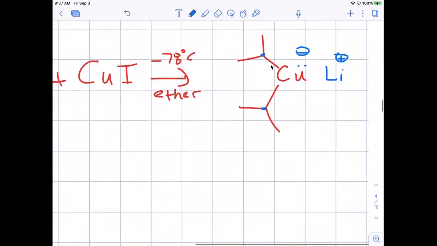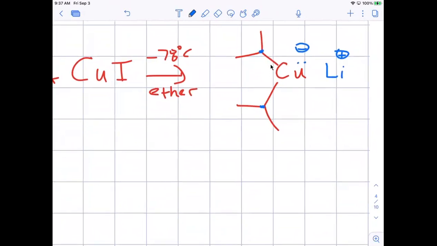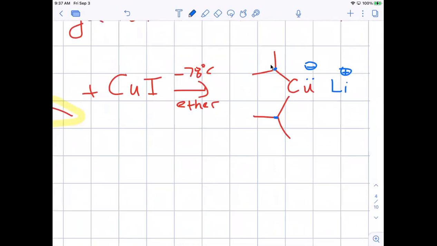Right, so you can see right away that this is going to act as a nucleophile. And this is a great coupling reagent. The only drawback is that when you use it to couple with another alkyl halide or some other species, you only transfer one of your groups, right? So only one of these groups is going to get transferred. The other one is trash.